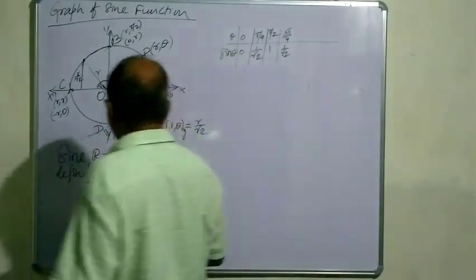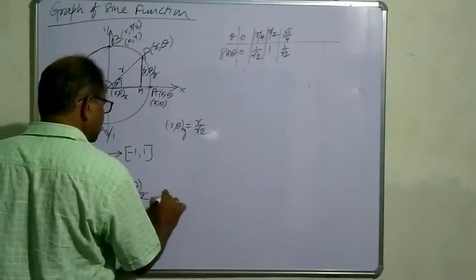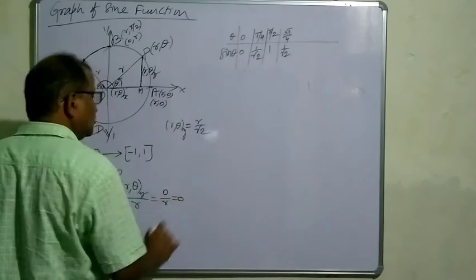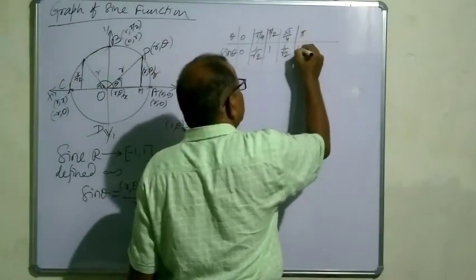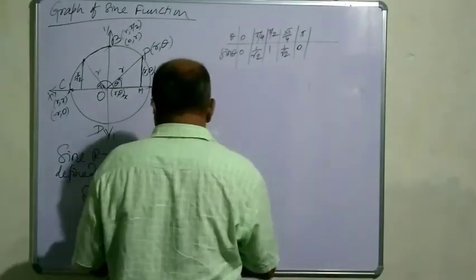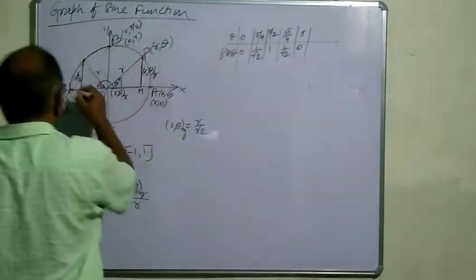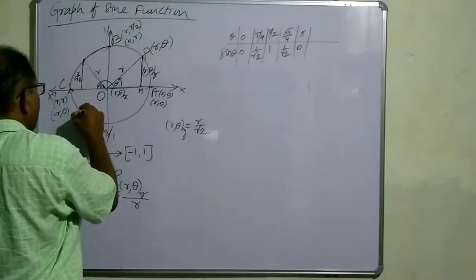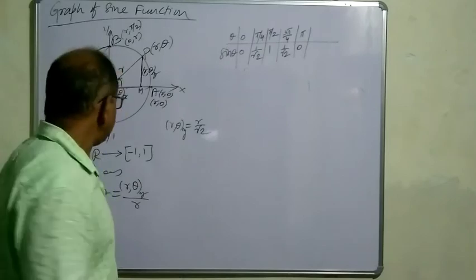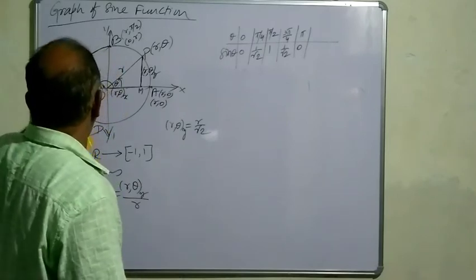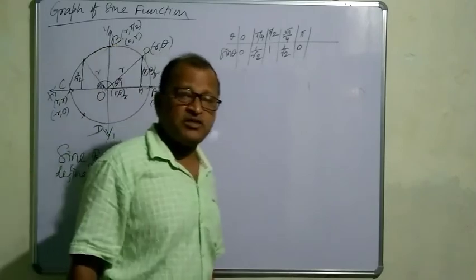So what will happen to the sin value? It will be 0 by r, that is also 0. So when it is pi, the value will be 0. Okay, and again, it will move along the circle when it will be here. Here means, what is that point? That point is pi plus pi by 4. Pi plus pi by 4 means 5 pi by 4.